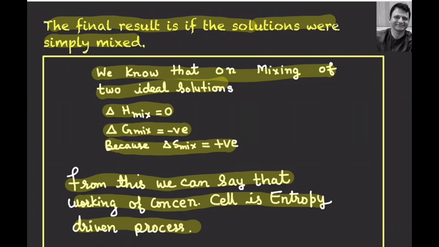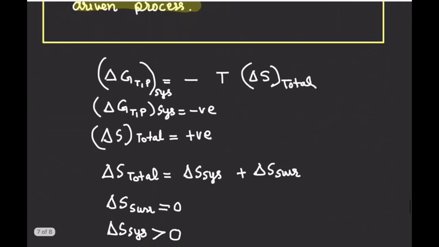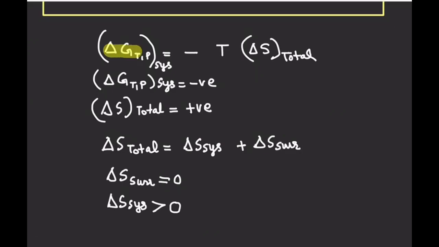There is another way to say the same thing, because we know that the change in Gibbs free energy of the system at constant temperature and pressure is equal to minus T delta S total. This formula is valid at constant temperature and pressure, and it is the relation between the change in Gibbs free energy of the system and the entropy change of the universe. When a concentration cell is working, it is a spontaneous process, so EMF of the cell is positive, delta G of the cell is negative, and from there we can write that delta S total is positive.